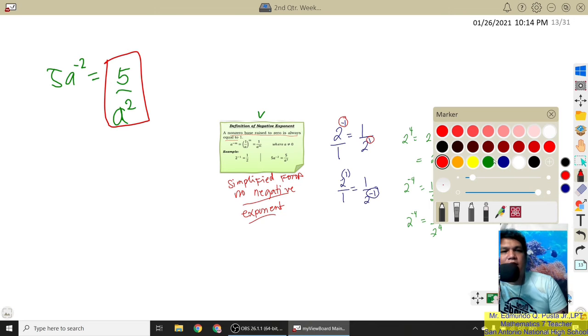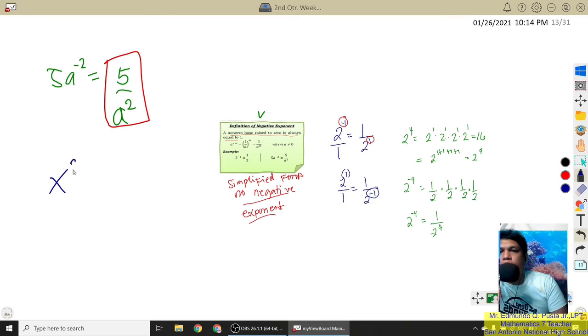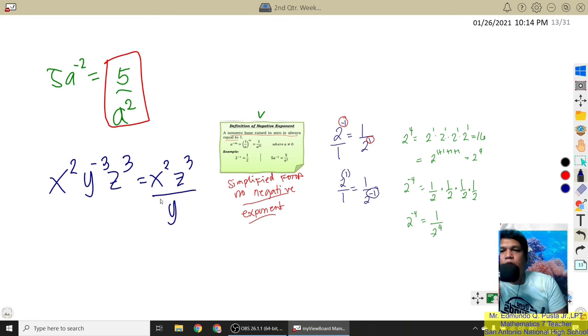Let me have another example. Let's say x squared y raised to negative 3 z cubed. Okay? So let us simplify that algebraic expression. So ano mangyayari? So ang matitira lang sa numerator si x squared at saka si z cubed. Tapos bababa si y cubed. Okay? And then positive na siya, because of this law. Okay? So hindi lang siya para dito, paano naman kung nasa baba siya at negative din siya.